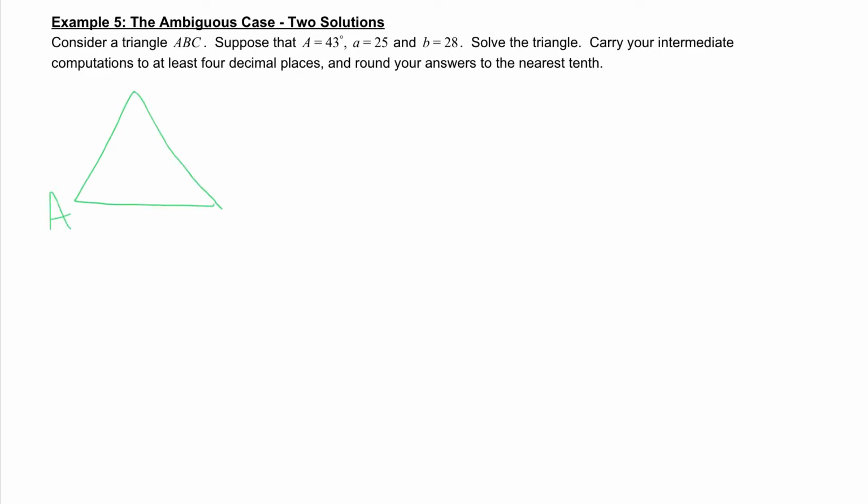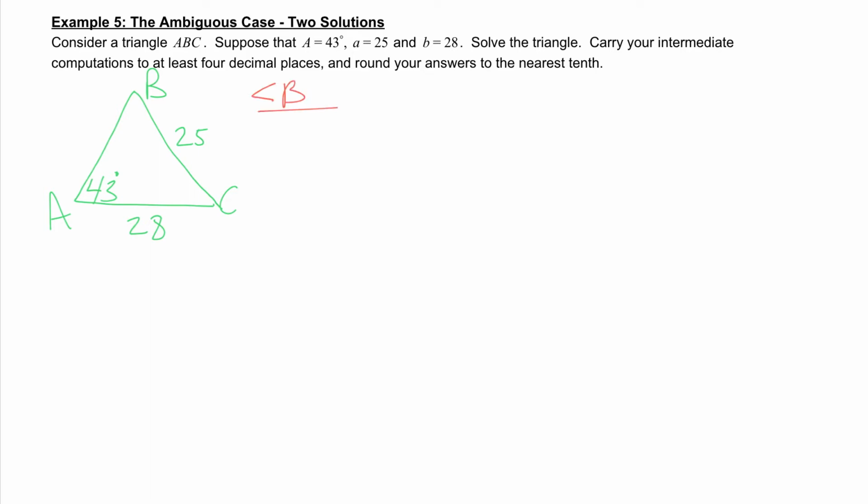So here's A, here's B, and here's C. A is 43 degrees. Little a is 25, and little b is 28. So the first thing that we want to do here is we want to find our angle B, because again, that's the angle that has the side across from it.